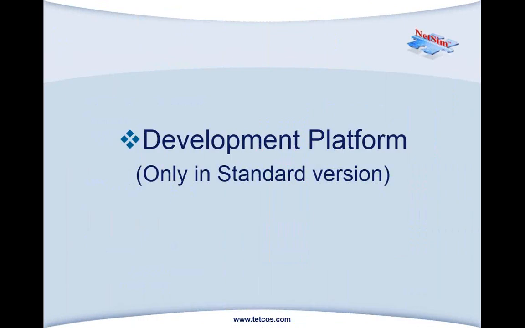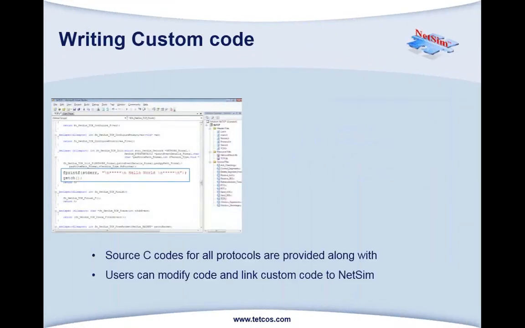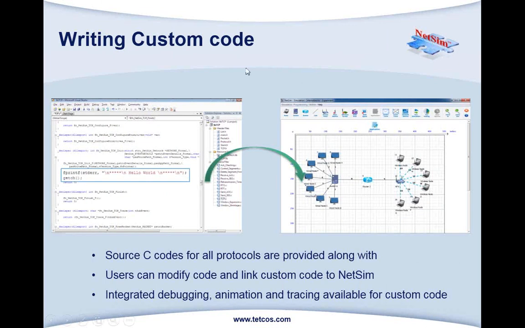Then development platform. This is also available in standard version. Like I've told you that there is a custom code facility in NetSim. Here C source code would be provided to you, and you can edit those C source code. So here you can see two screenshots, one in GUI, one in programming. So this is the programming portion, which has the code of the network, and you can edit some code here, like the hello world is written, so that we can see it in the software.